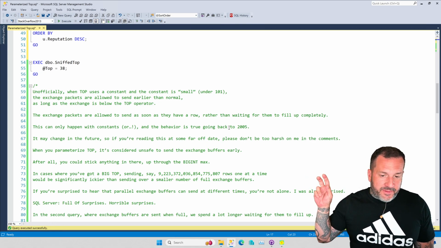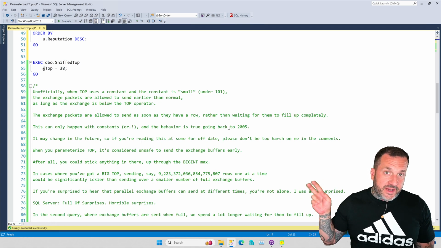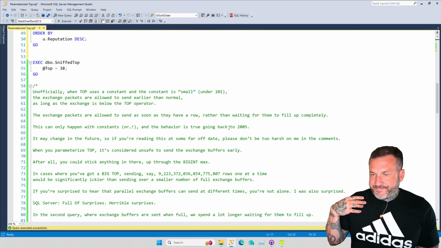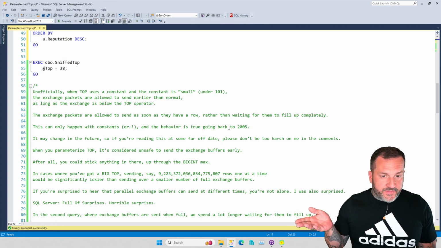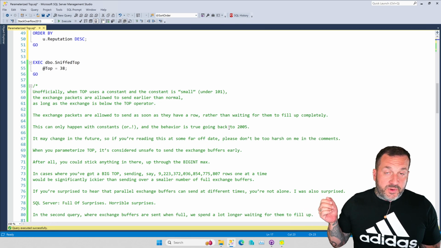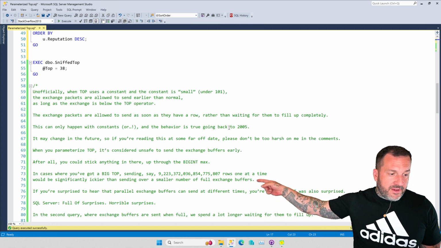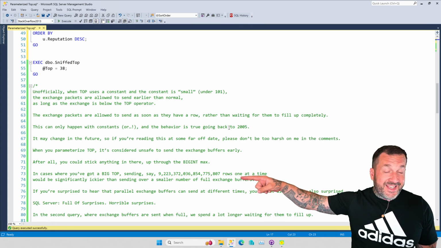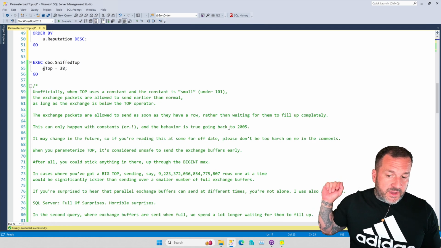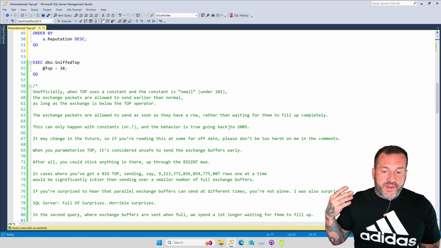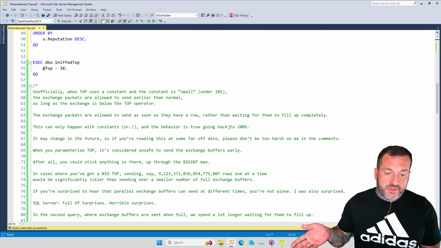When you parameterize top, it's not considered safe to send exchange buffers early anymore because you could stick any number in there up through the bigint max, because top takes up to the bigint max for a number of rows. In cases where you've got a big top, say the bigint max, which is that number right there that starts with a nine and has 1, 2, 3, 4, 5, 6 commas in it. A lot of commas. If you were sending that many rows one row at a time, it would be significantly more awful than sending over a smaller number of very full exchange buffers.